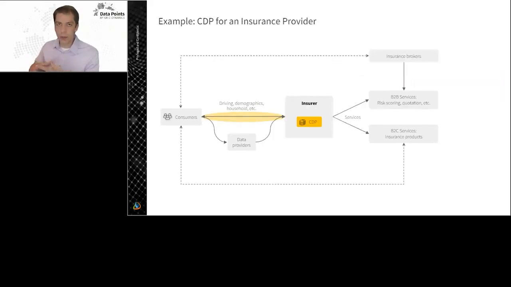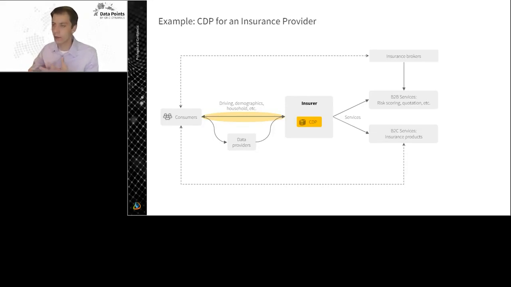In case of insurance companies, the situation can be actually somewhat similar, because traditionally insurance companies collect information about their customers, such as demographic information, household information, about driving style using telemetry data, and so on. Some of this information is collected directly from consumers, some is collected through third-party data providers, and then this information is used to create B2C insurance products, to make decisions with regard to insurance quotes and so on. But insurance companies can also provide B2B services, and they frequently do so for insurance brokers to perform risk scoring, to do quotation, and so on.